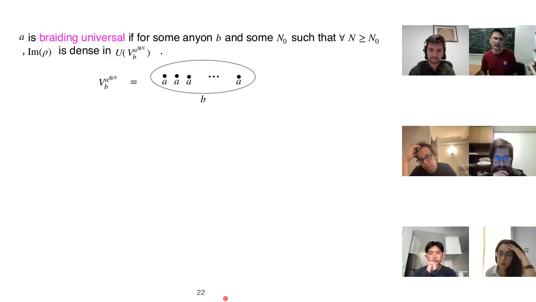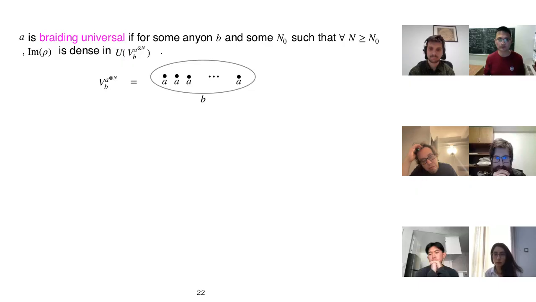We say an anyon A is braiding universal if for some anyon B, and for the number n large enough, the image of this braid group representation is dense in the unitary group of the state space. That means if it's universal, you can apply braiding to approximate any quantum gate in this space.